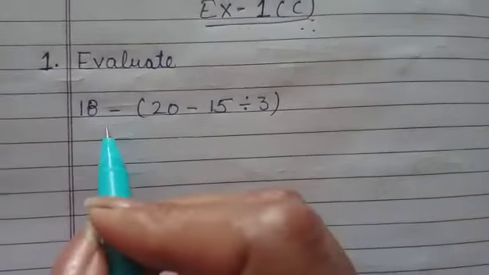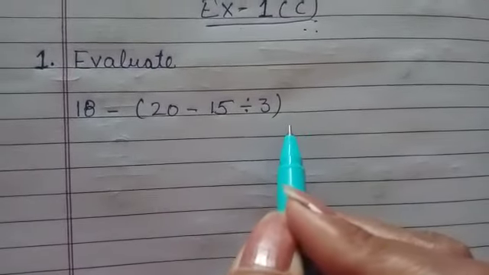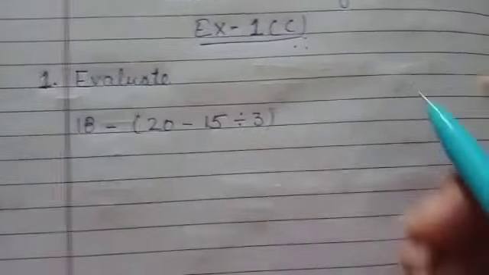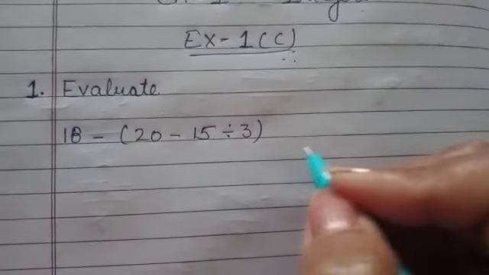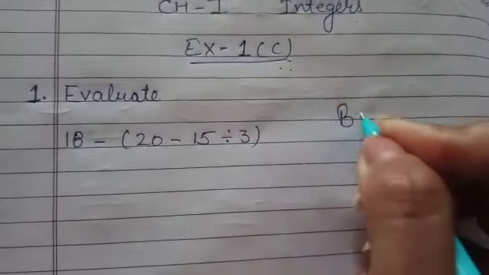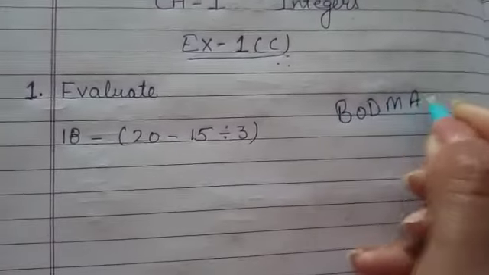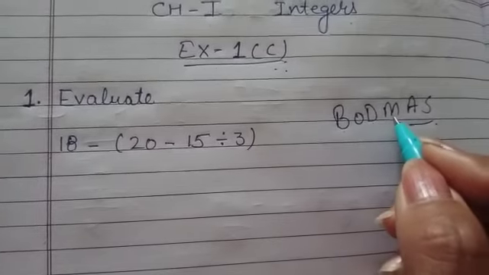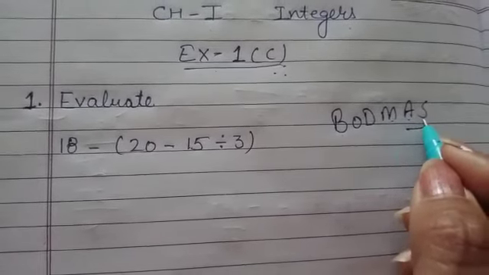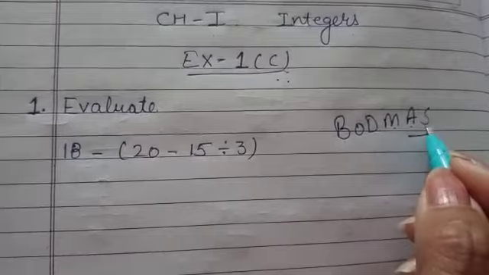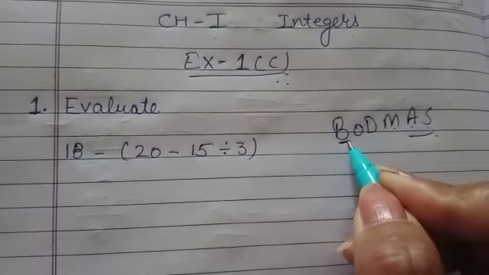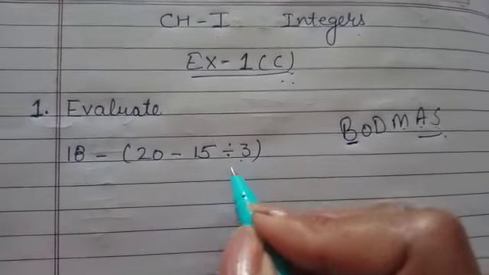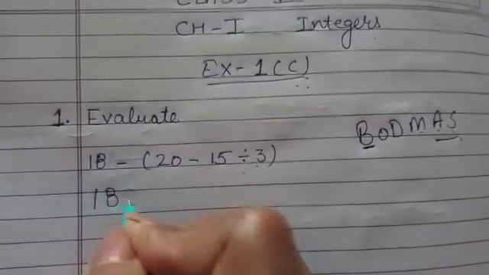So beta, let's see. Only one bracket is given in this question, but one thing that I didn't tell you in the introduction: you will open the brackets using BODMAS. That is brackets, division, multiplication, then we will do addition and subtraction. So firstly try to open the bracket, whatever is given inside, firstly we'll do that.